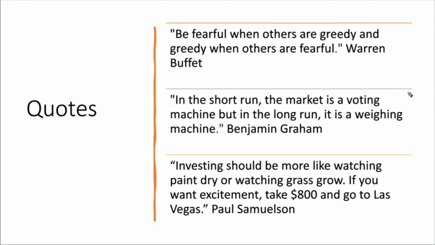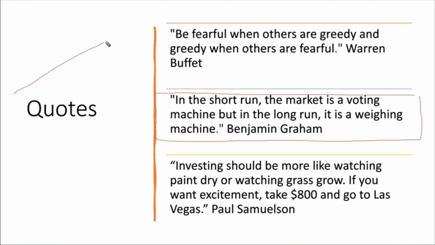Okay, this one is also very nice. In the short run, the market is a voting machine, but in the long run, it is a weighing machine. This quote is by Benjamin Graham, who was Warren Buffett's teacher for investing. He's also very famous, was very famous, should I say. And this quote basically means that in the short run, this is the value of the stock, of the company. But the price goes like this.